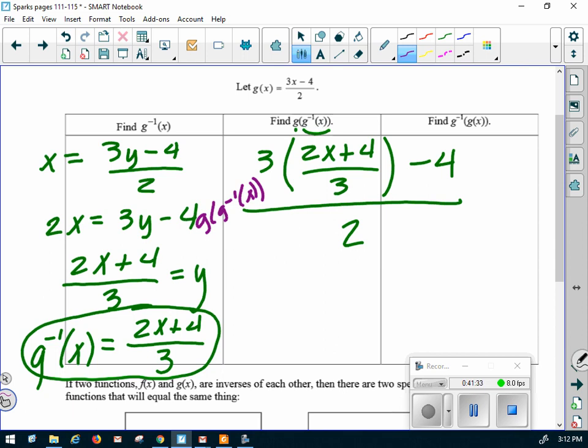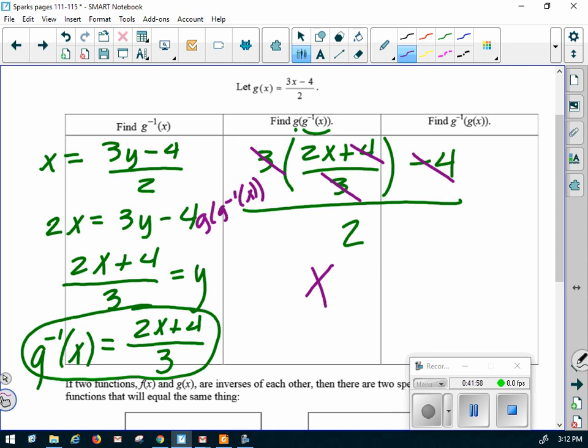What's nice about this, though, is that a lot of good stuff happens. So now my numerator says 2x plus 4 minus 4. So 4 minus 4 is 0. And now I've got 2x divided by 2. You remember that?